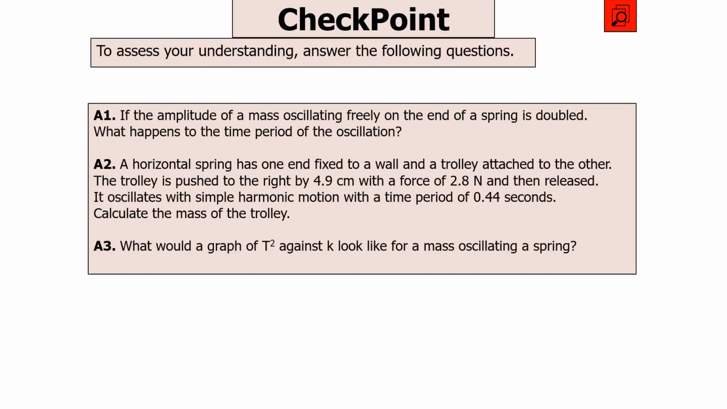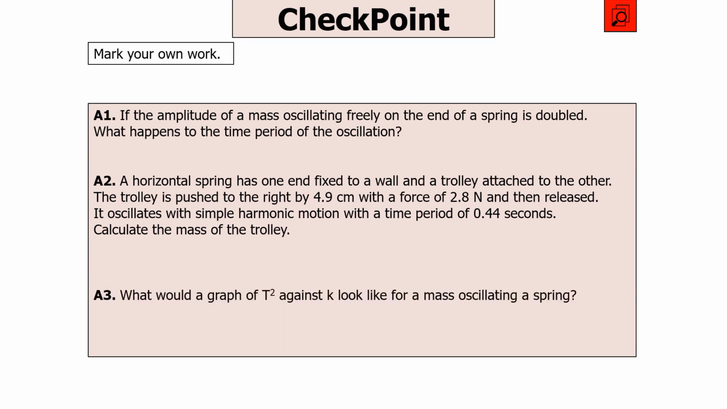The next question says, if the amplitude of a mass oscillating freely at the end of a spring is doubled, what happens to the time period of the oscillation? Then a horizontal spring has one end fixed to a wall and a trolley attached to the other. The trolley is pushed to the right by 4.9 centimeters with a force of 2.8 newtons and then released. It oscillates with simple harmonic motion with a time period of 0.44 seconds. Calculate the mass of the trolley. Then what would a graph of T squared against k look like for a mass oscillating on a spring? So pause the video now, then unpause the video when you want to go through your answer.